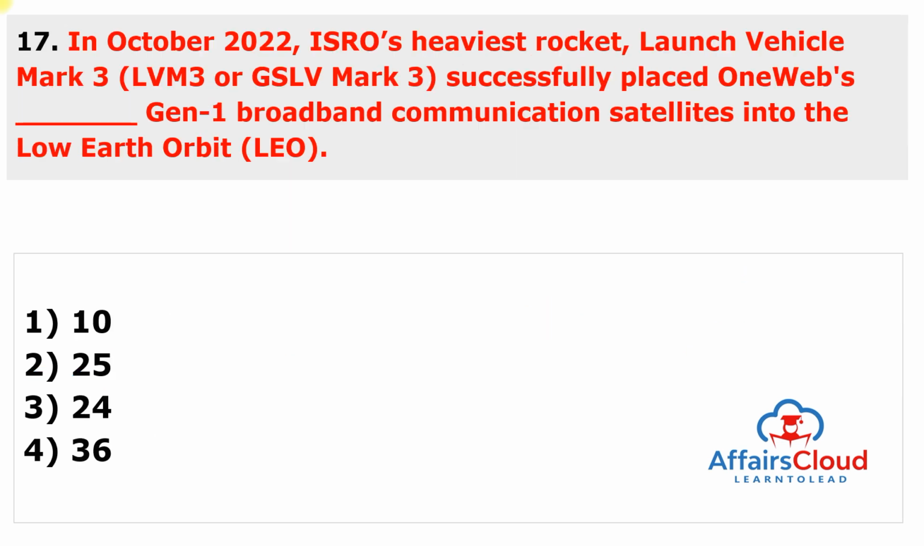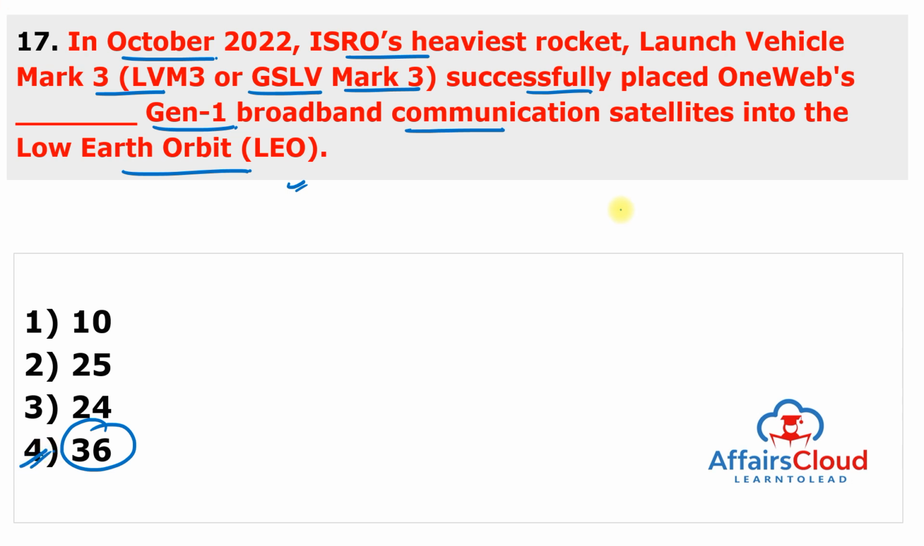Moving to next question. In October 2022, ISRO's heaviest rocket launch vehicle Mark III, or LVM-3, or the GSLV Mark III, successfully launched OneWeb. How many generation broadband communication satellites into the low Earth orbit? We already covered this question and total satellites were 36. Answer of this question is 4.